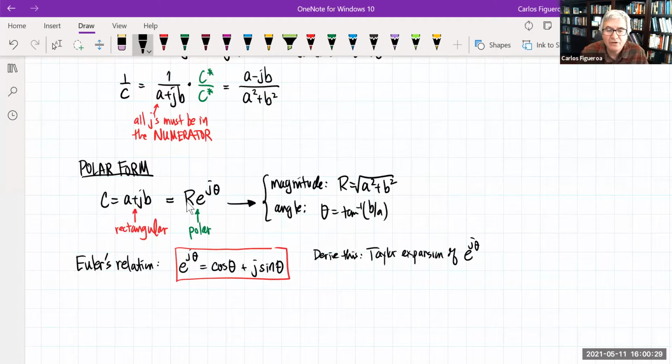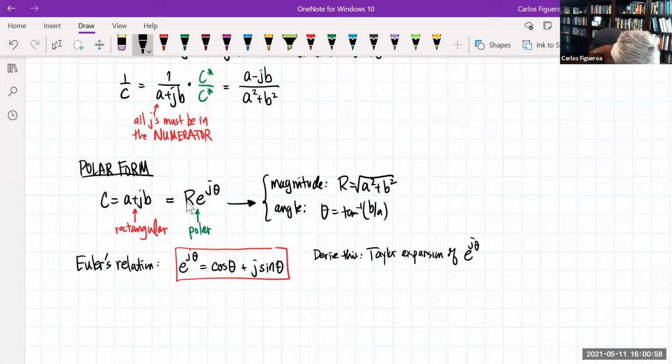You're going to collect all the cosine terms, which means that you'll get 1, and then all the even terms. And then when you get to sine, you're going to see that all of the odd terms have a j in them. So then you get theta, then minus theta cubed over 3 factorial, et cetera, et cetera. Only the odd terms are going to have j, but you get that.